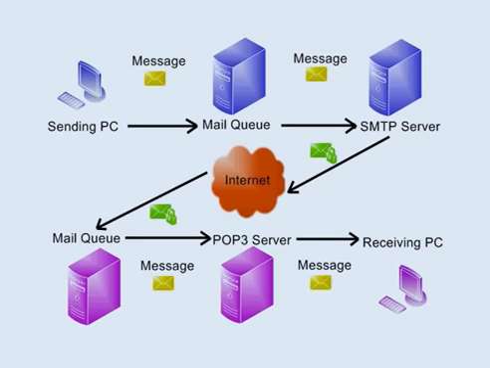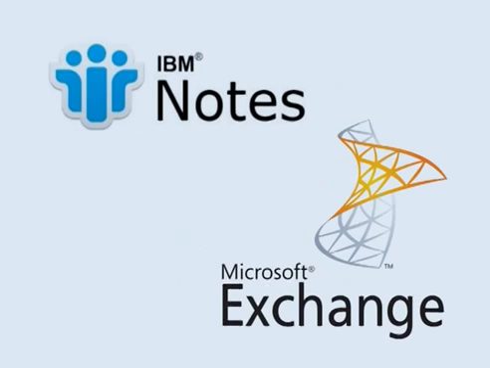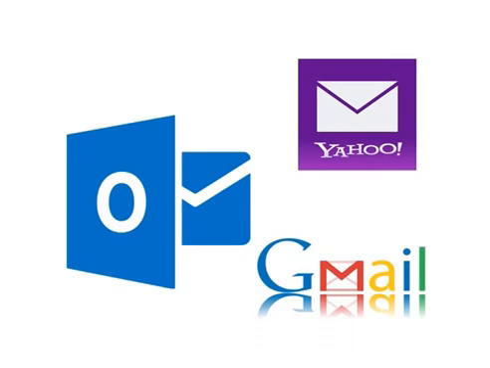For receiving messages, client applications usually use either POP3 or IMAP. Even though proprietary systems such as Microsoft Exchange and IBM Notes, and webmail systems such as Outlook.com, Gmail and Yahoo Mail use their own non-standard protocols to access mailbox accounts on their own mail servers, all use SMTP when sending or receiving email from outside their own systems.